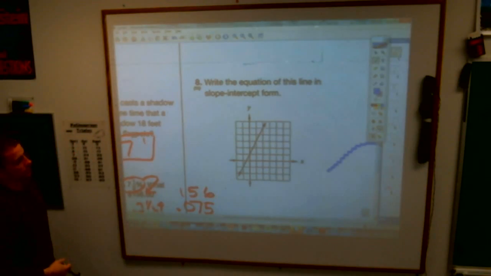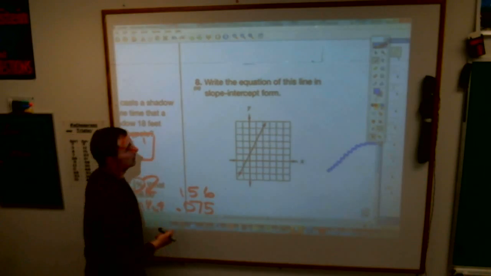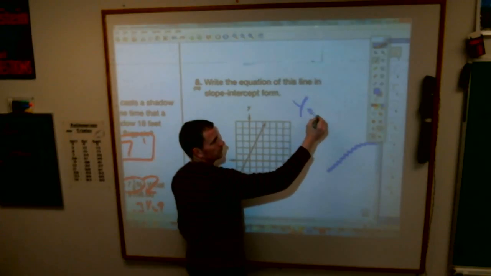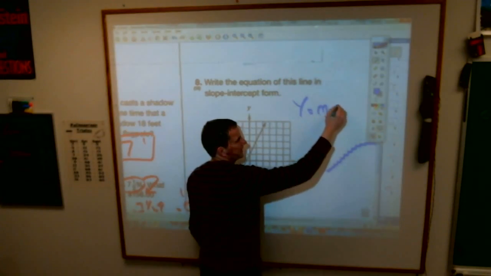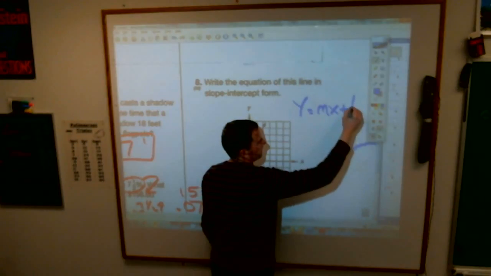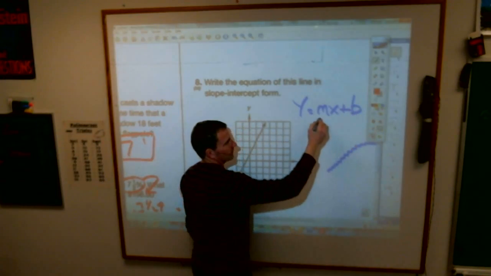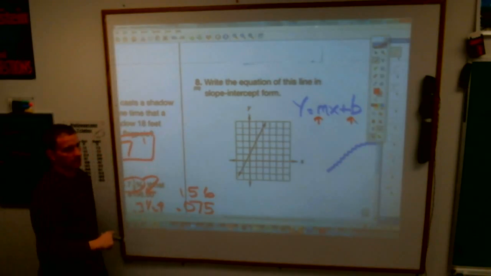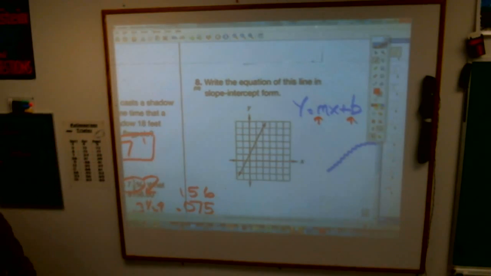Writing the equation in slope-intercept form. In slope-intercept form, the generic form without any numbers is y equals mx plus b. You need to figure out what the letter m is and what the letter b is. The easiest part is finding out what the letter b is. How do I know what the letter b is? Drew Norquist. How do I know what the letter b is?